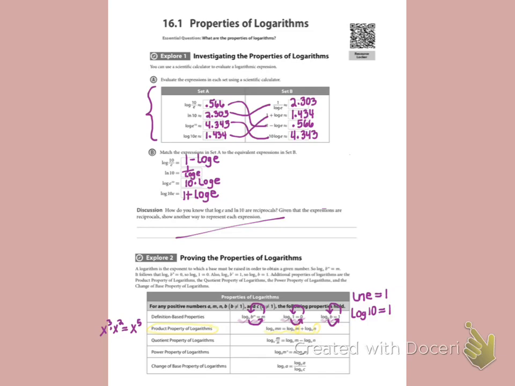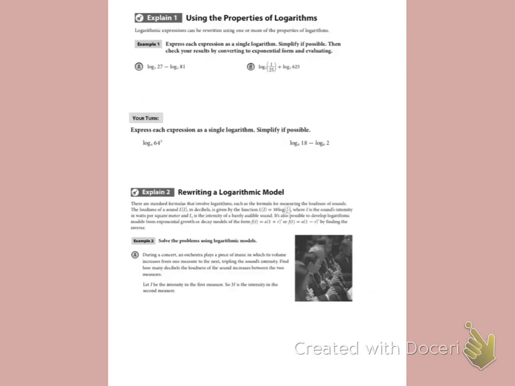Let's go ahead and turn the page and let's look at an example of applying that property, and then we'll come back and learn the next one. So let's go ahead and flip over to the next page. And we're going to take a look at an example of using that product property.